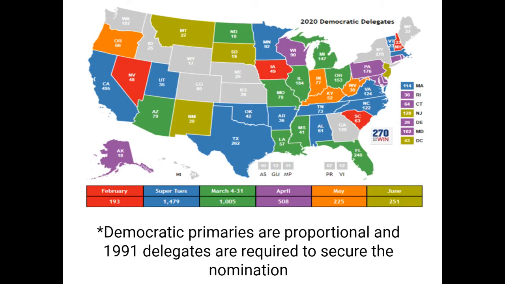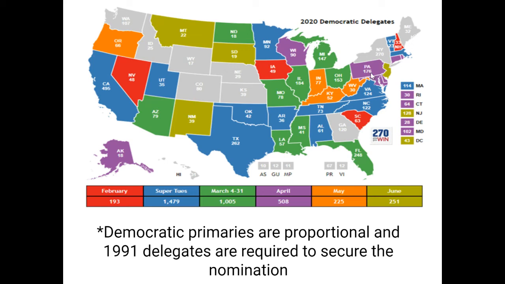This is the actual delegate map for each of the 50 states for the Democratic Party. Each of the numbers, almost like an electoral college, represents the number of delegates that state will send to the Democratic Party's convention in the summer to support the individual candidates. In the Democratic primary process, you need 1,991 total delegates to secure the nomination. And the interesting thing about the Democratic primary is that they're proportional, meaning that it's not winner take all.